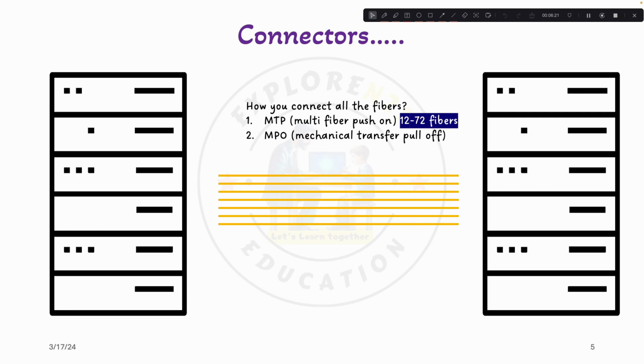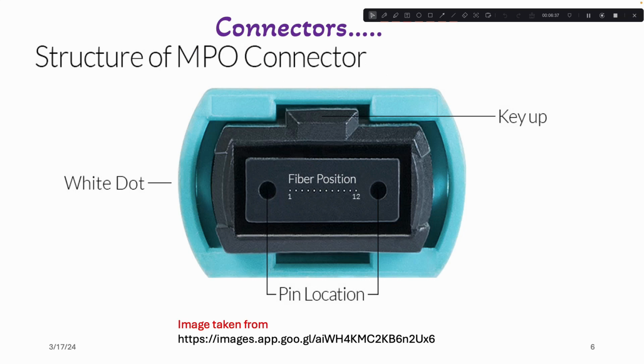So what do these connectors do? If you look at the physical connector, it contains fibers from 12 fibers to 72 fibers. You won't feel that there are 72 fibers running in one single connector. So let's see how the connector looks. This is one sample connector. For example, here you can see there are 12 fibers connected in this one. These are the termination points. This is one type of MPO connector.